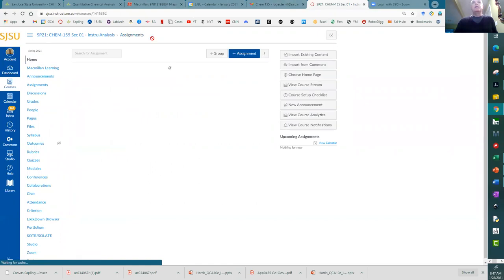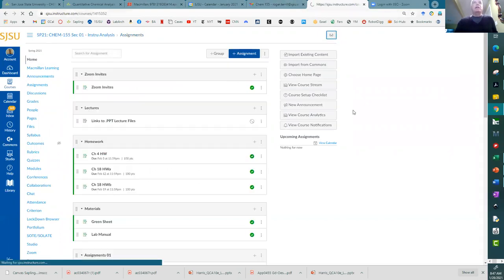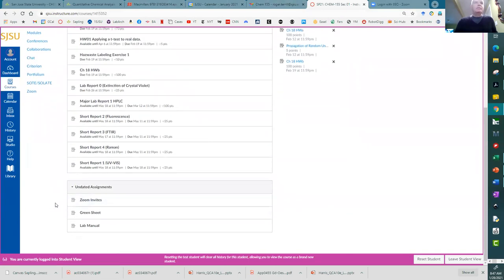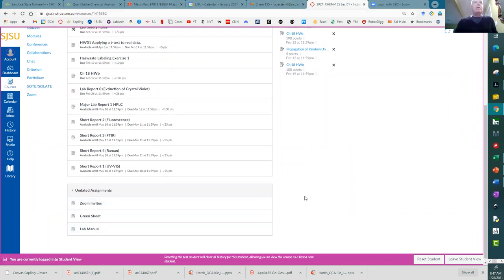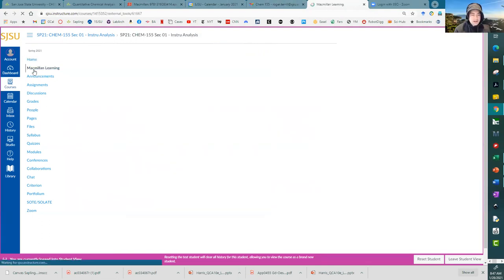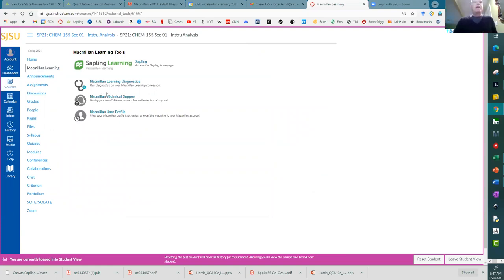So here is what you see, right? Oh my God, this is horrible. Zoom invites, that should be here. Green sheet, lab manual. And I can see now why you're having trouble finding the Macmillan Learning under Home on the left. Go to Macmillan Learning and then it's there. Yeah, you're going to have to go here to get Sapling and do all this other stuff. It should show up in the grade book though, you know?